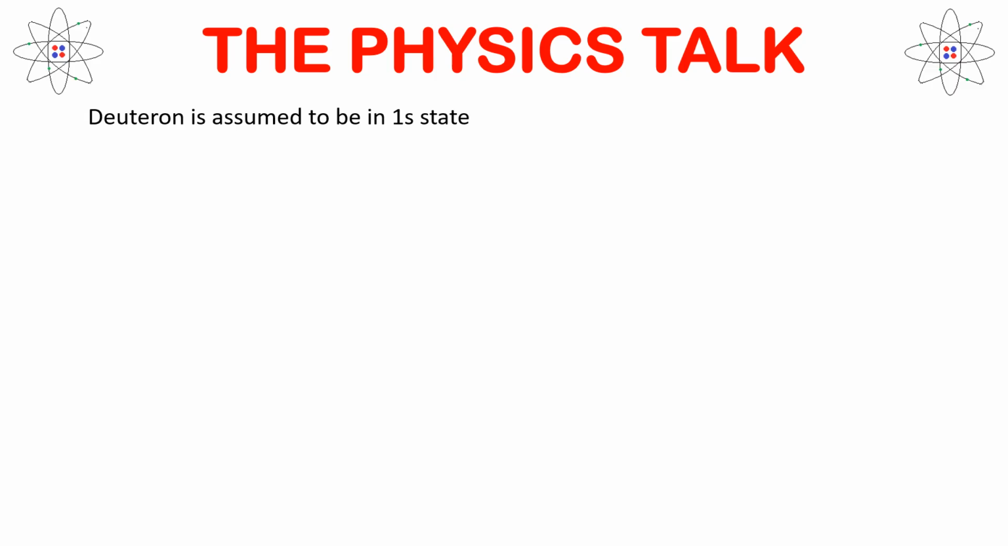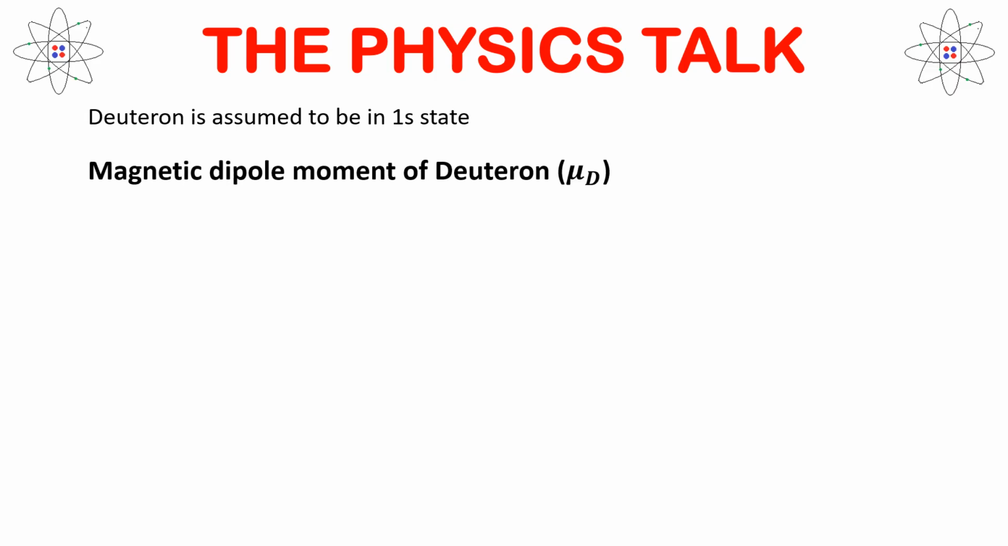Now let us look at the magnetic dipole moment of deuteron. Remember, the magnetic moment of a particle is related to its angular momentum. A charged particle having orbital angular momentum has corresponding magnetic moment due to this orbital motion. Similarly, a charged particle having spin angular momentum has corresponding spin magnetic moment. However, neutron, although it is an electrically neutral particle, still possesses a spin magnetic moment.